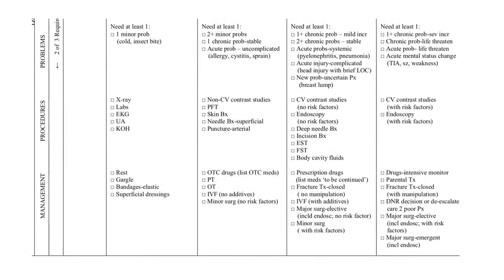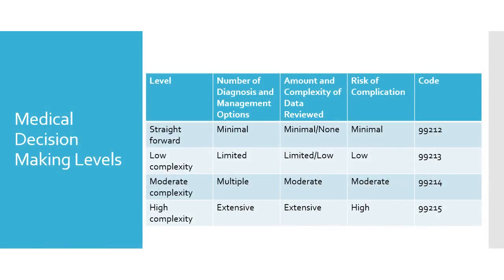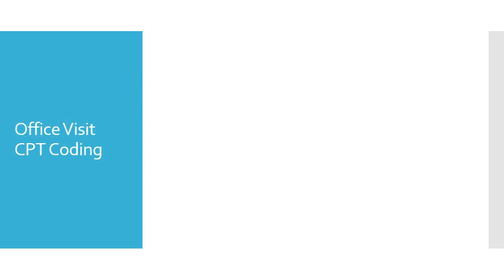Here's that chart continued, and remember you'll have this later on in Module 2. This is a summary of the medical decision-making process. It shows how the different levels are chosen based on the number of management options, the complexity of the data, and the risk for complication. The hard part now is you just have to figure out how to pull it all together.